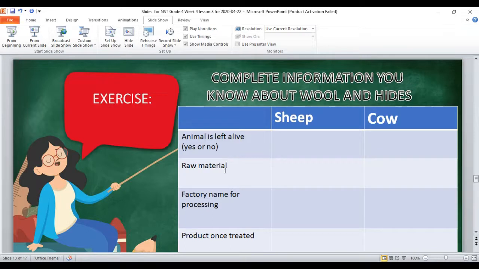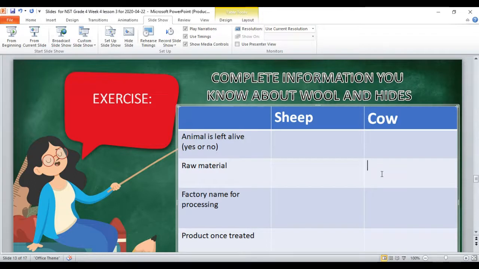What do we call the raw material of the sheep? When it is still raw, meaning when it is not processed, what do we call it? Now, on the cow, what do we call that thing we remove from the cow before we can process it? There must be the name. Now, on the third row, we have the factory name for processing. For the sheep, there is the name of the factory, and for the cow, there is the name of the factory.